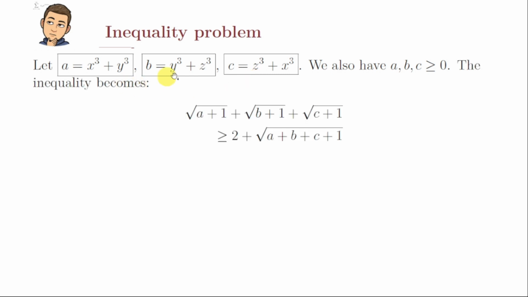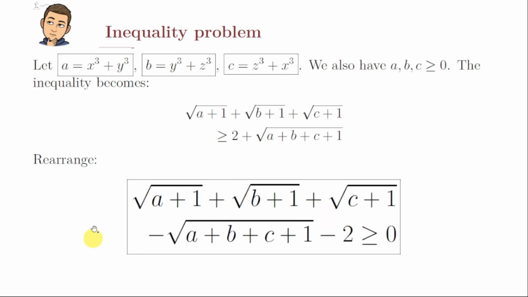So substituting a, b, c into the original inequality, we get this one. It is easy to check. It looks much simpler now. And so rewriting again, we get this inequality. We just move the right hand side to the left hand side. So we must prove that all of this on the left hand side is non-negative.